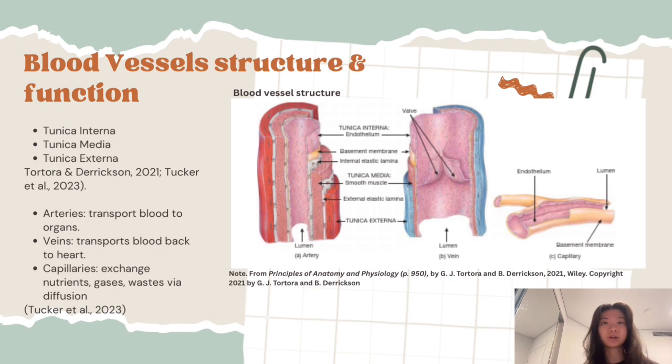So the blood vessel structure. Blood vessels are located throughout the entire body. Blood vessels are arteries, arterioles, capillaries, veins, and venules. They have three layers. From the innermost to the outermost, it's the tunica interna, an epithelial inner lining for a smooth pathway for blood to flow. And then the tunica media, a smooth muscle and elastic connective tissue to regulate the diameter.